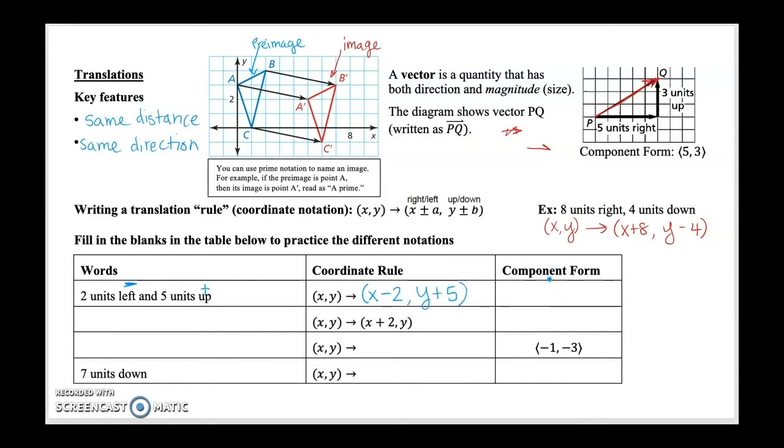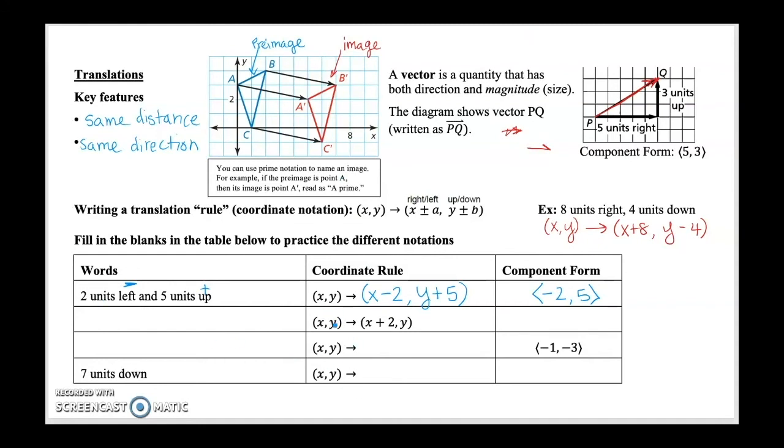And then for the component form, it's basically just this, but without the x and y. So the component form would be moved along the vector -2, 5. So the vector that goes 2 to the left horizontally and 5 up vertically.